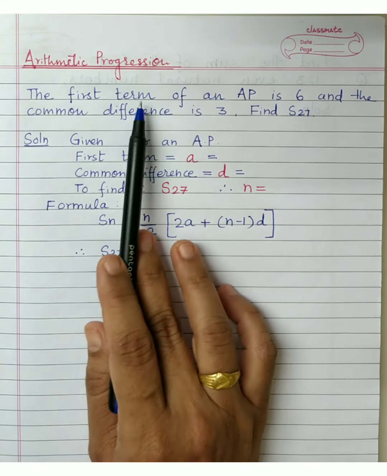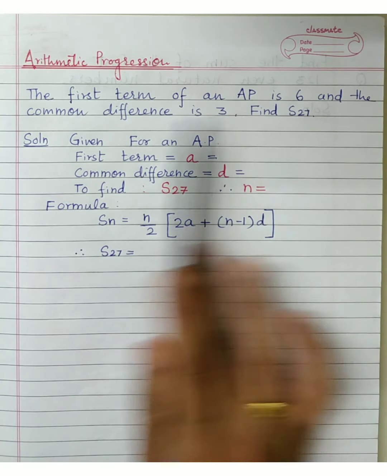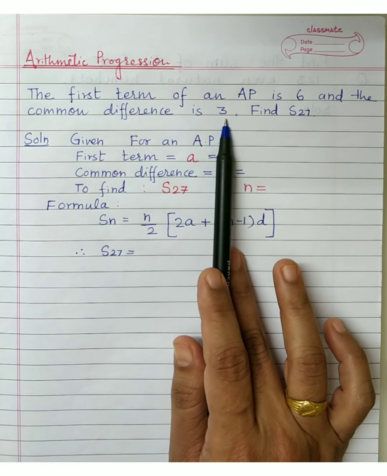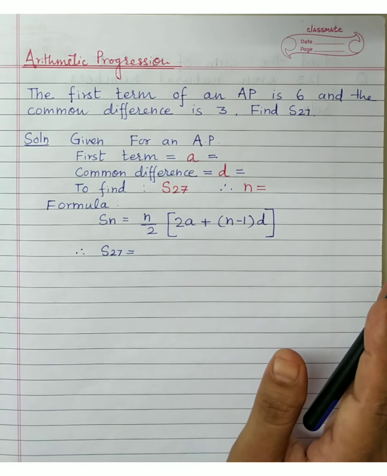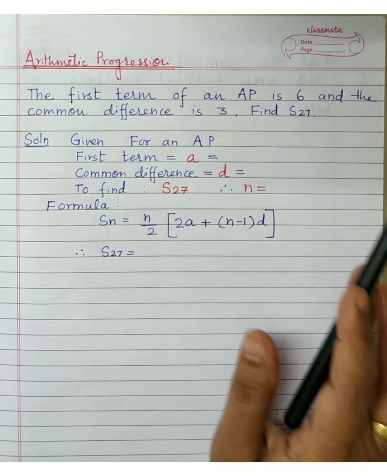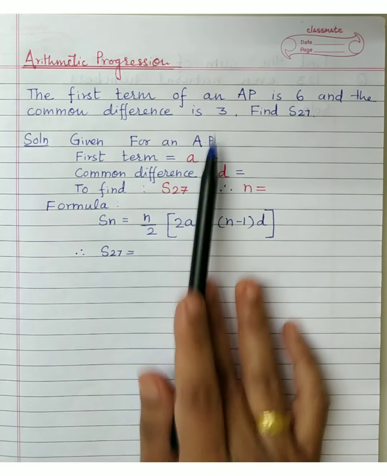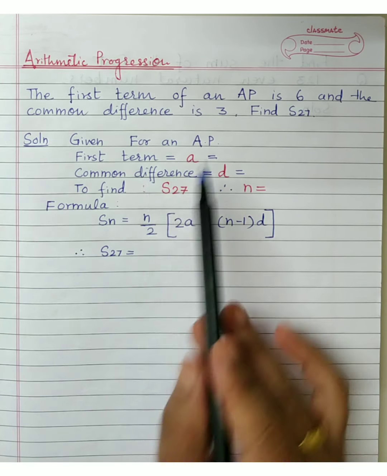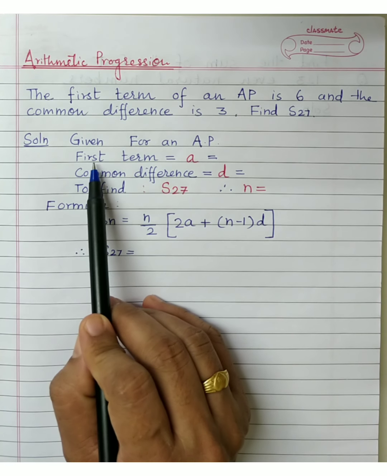The first term of an AP is 6 and the common difference is 3. Find S27. As we are starting the topic here, I have started with a very simple question. First, write down what is given. So given for an AP. Now here again, this is an AP given, so directly start recording the terms.